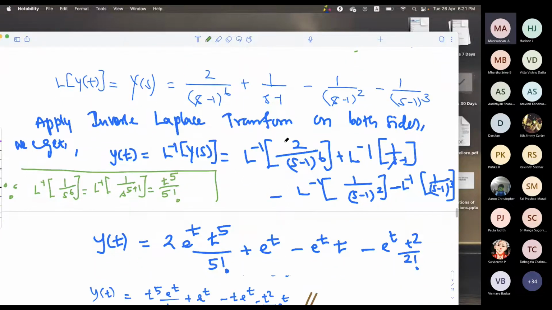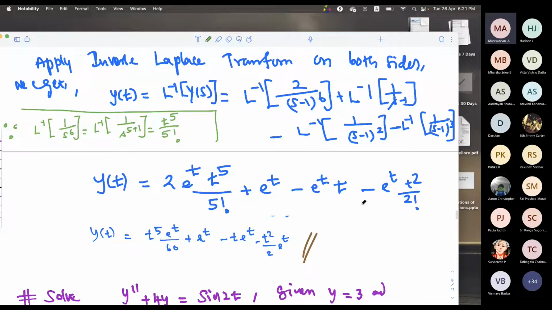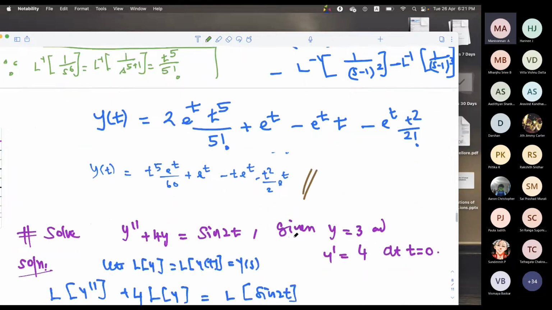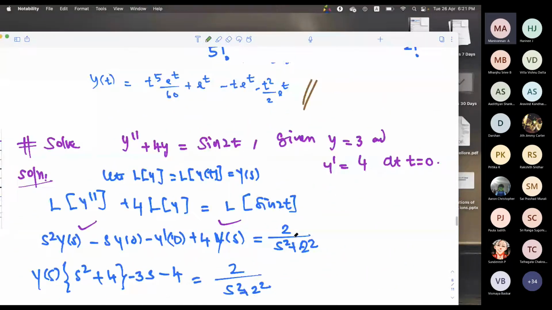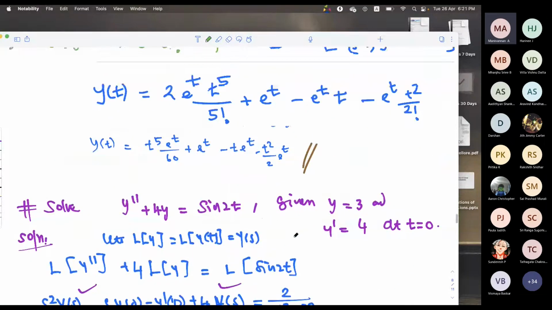Okay, using this L inverse of these things, this is the resultant of your given problem for the third order differential equations with Laplace transforms. Now, sir, up to this, is it okay?